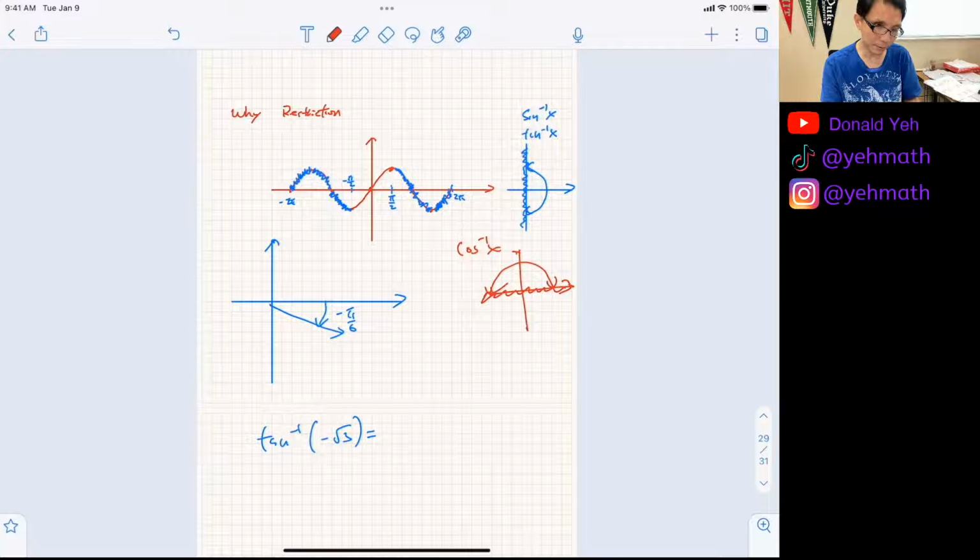Negative pi over 3 is good. And yeah, that's it. The final answer is negative pi over 3. So hopefully you guys understand that.